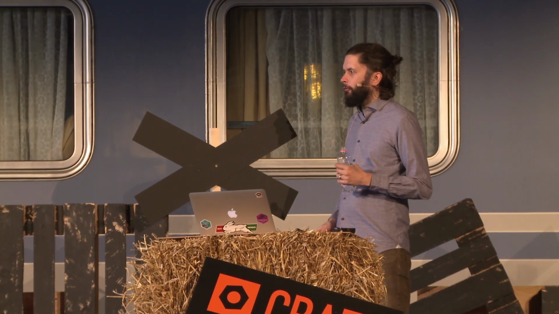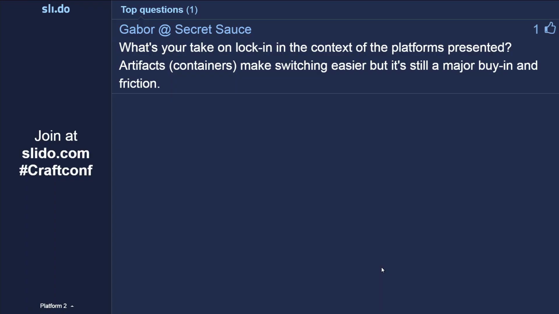Do we have questions? Yeah, there's some questions on the board. I'll read so you don't have to strain. What's your take on lock-in in the context of the platforms presented? Artifacts, containers make switching easier, but it's still a major buy-in and friction.